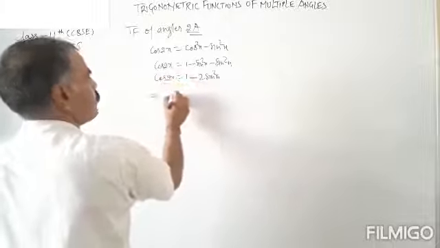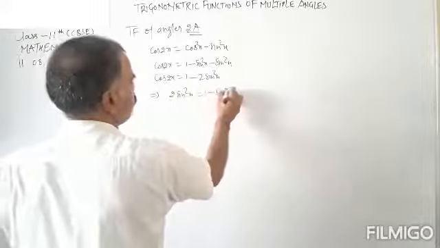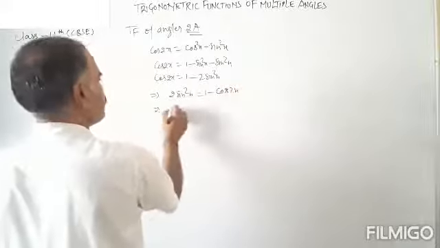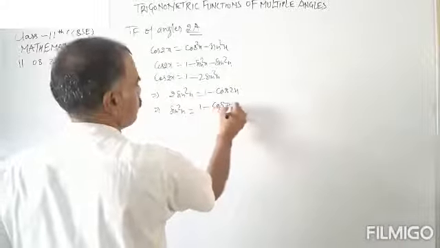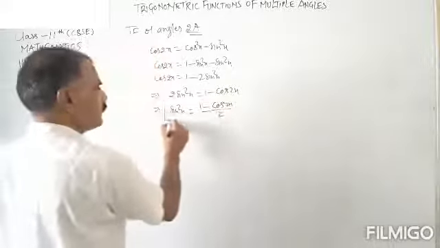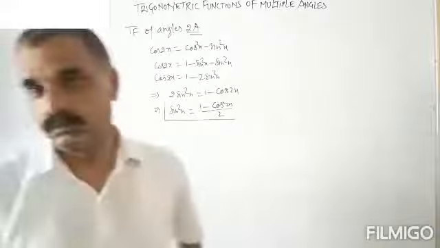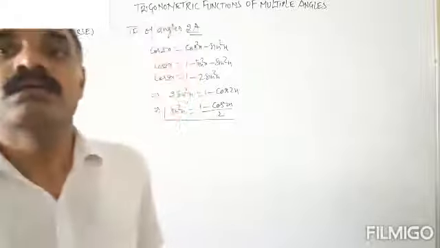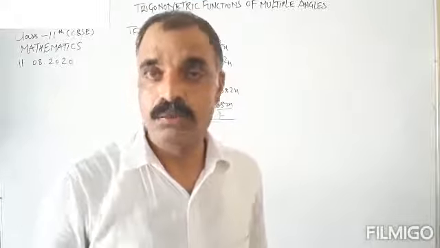So 2 sin square x is equal to 1 minus cos 2x, and sin square x is equal to 1 minus cos 2x upon 2. Okay, remember this formula also, sin square x in terms of cos 2x.